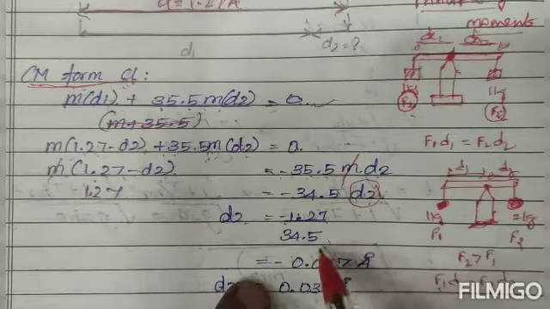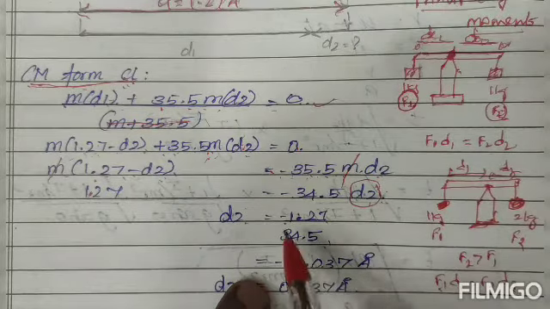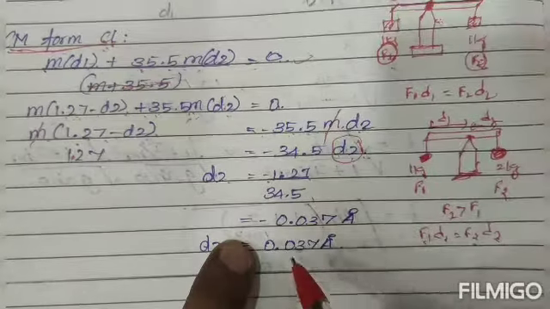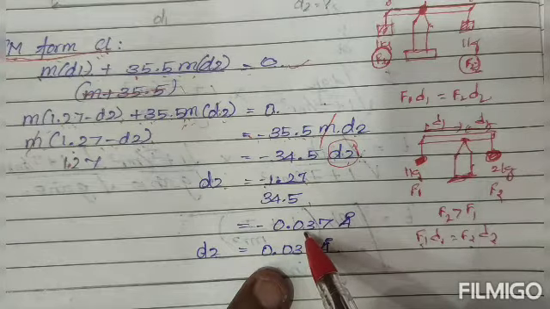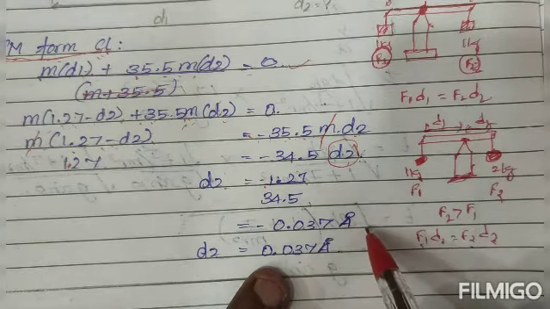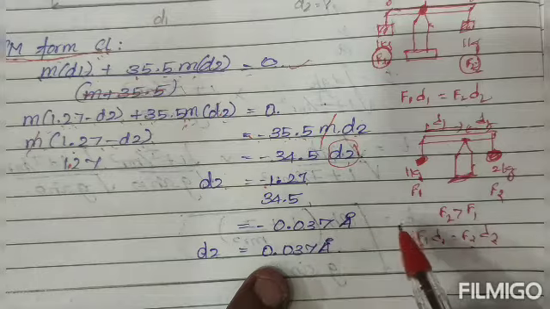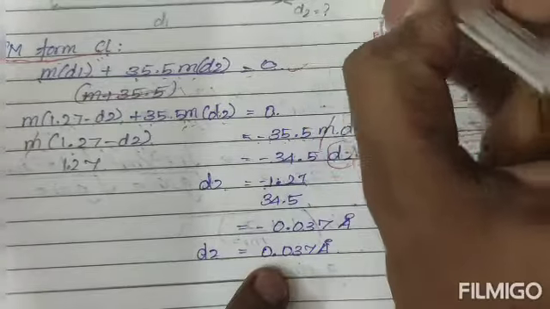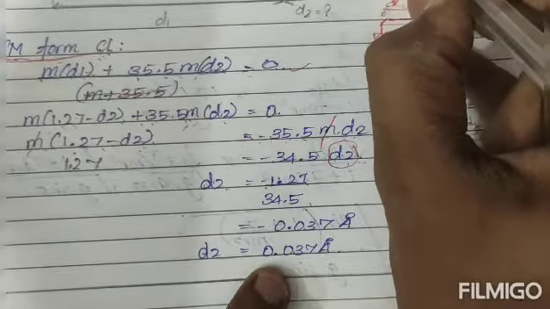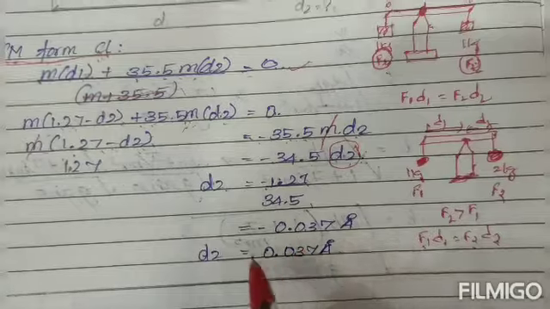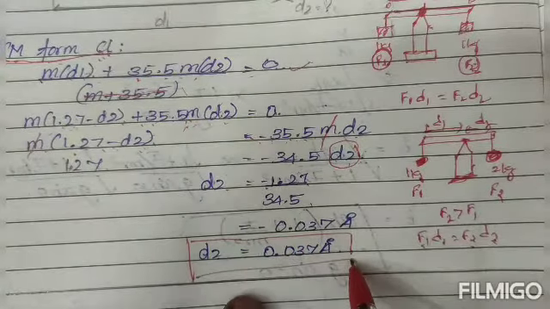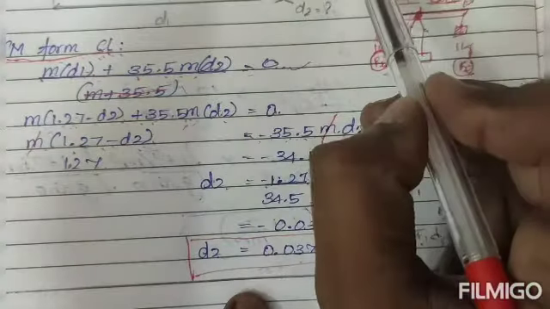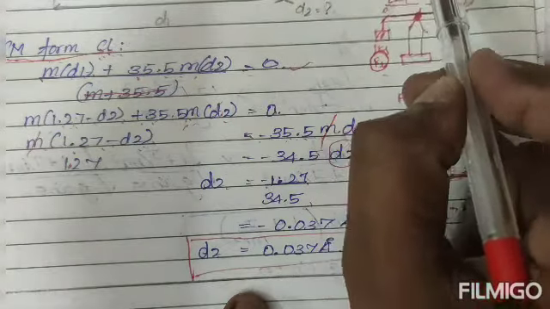Okay, so if you divide, we can get 0.037. Actually the minus sign will come, but because it is a distance we cannot say minus, so I take only the magnitude. So 0.037 Angstrom unit. Okay, so this is the distance value. So this D2 distance value is 0.037 Angstrom unit. So we found the D2 distance value. So the center of mass from the chlorine atom is at a distance of 0.037 Angstrom unit.